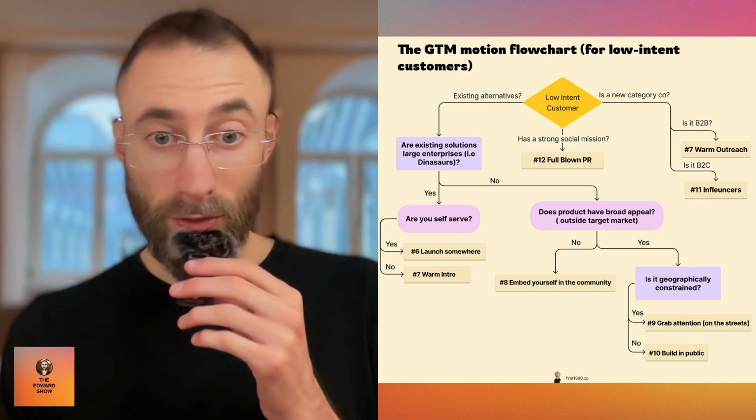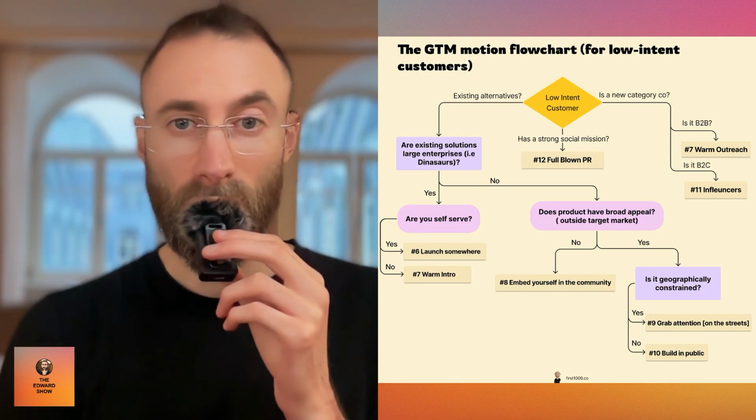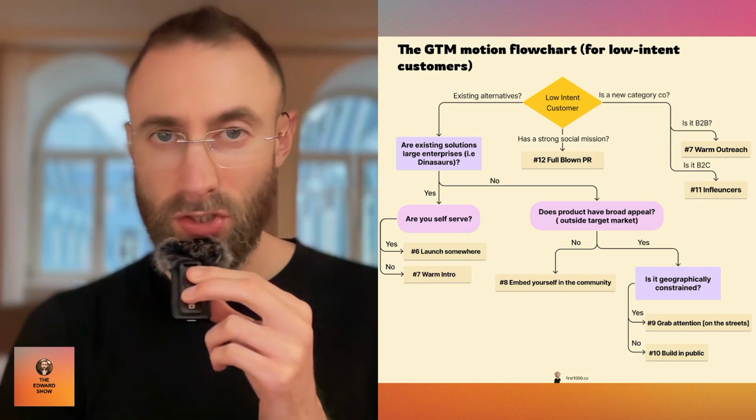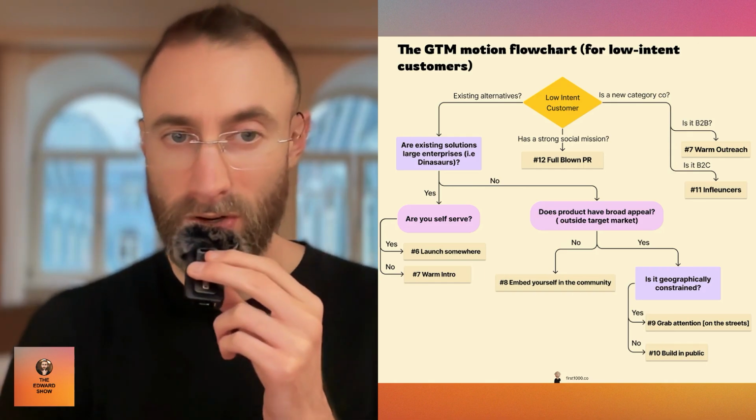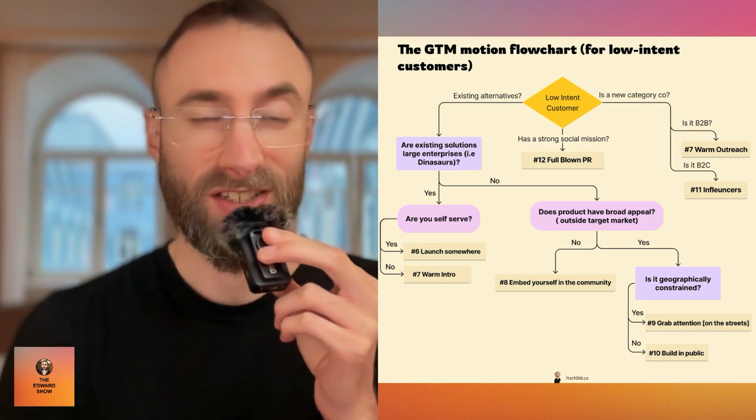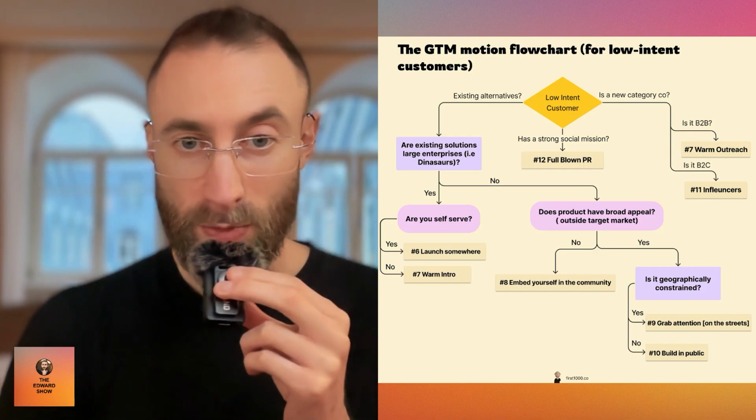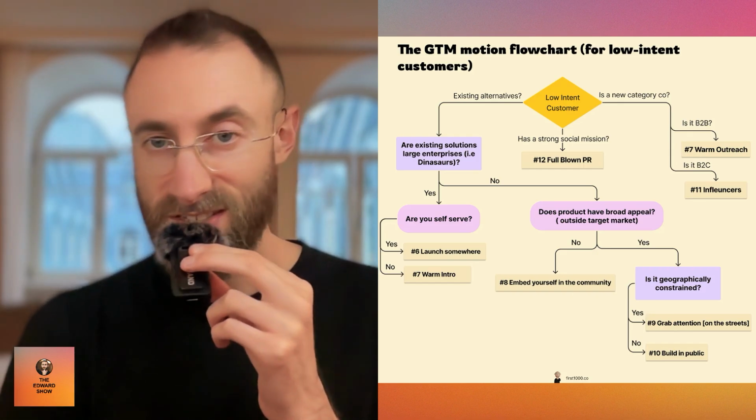This flowchart is called the go-to-market motion flowchart for low-intent customers. So we start with the low-intent customer. Let's say that they go to the left, where there are existing alternatives. Question: are there existing alternatives in the market? For example, large enterprises like dinosaurs, old companies that people are tired of. So if the answer is yes, we move on to another question: is your product self-serve?